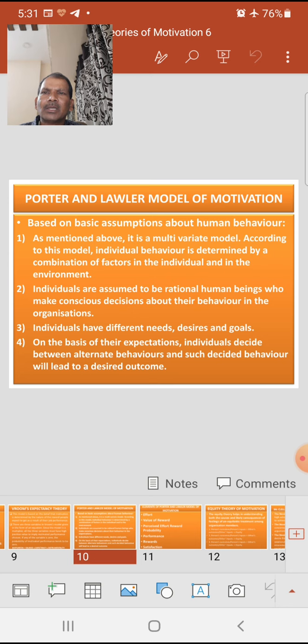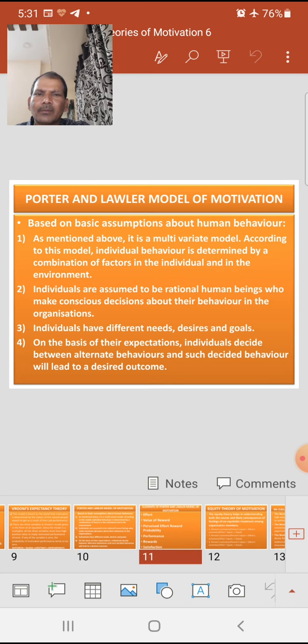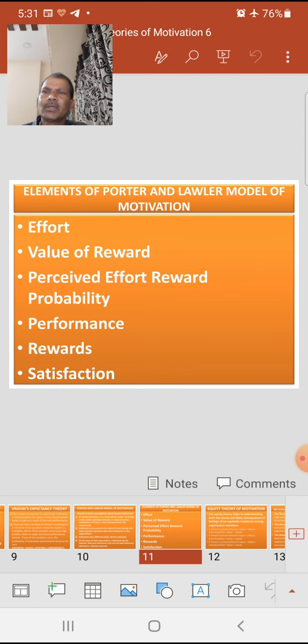The various elements of this model are: effort is one. Effort refers to the amount of energy which a person exerts on the job. Another is value of reward. First of all, people try to figure out whether rewards that are likely to be received from doing a job will be attractive to them or not. This is referred to as valency in Vroom's theory.